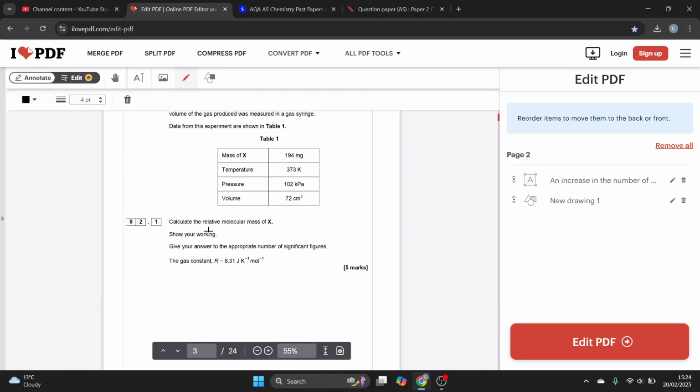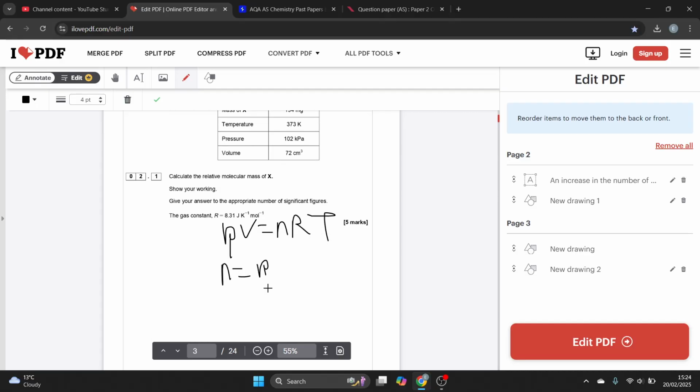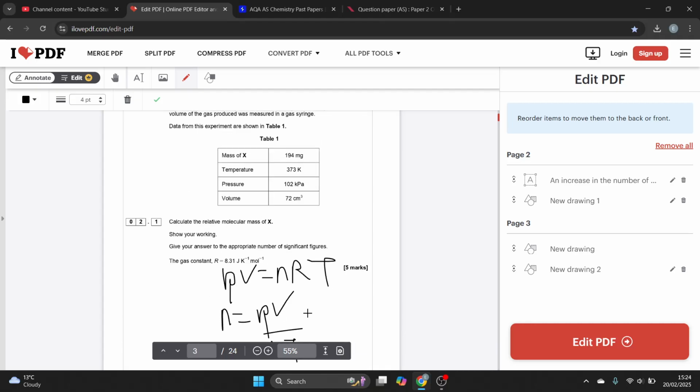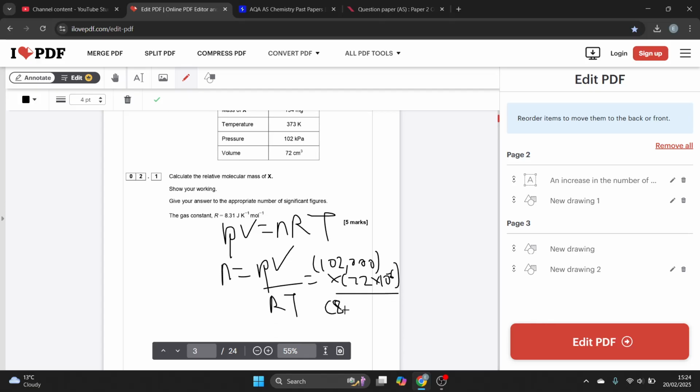Calculate the relative molecular mass of X. I'm going to use PV = nRT, because I'm trying to find the Mr, relative molecular mass. I'm going to find out the moles. n equals PV divided by RT. Pressure in pascals, so 102,000, times by the volume, which is always measured in meters cubed. In this case, I've got centimeters cubed, so 72 times by 10 to the power minus 6, aka divided by a million, divided by 8.31, times by temperature in Kelvin, 373. That will give me the moles.